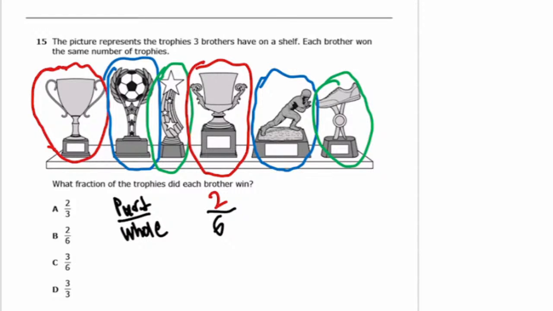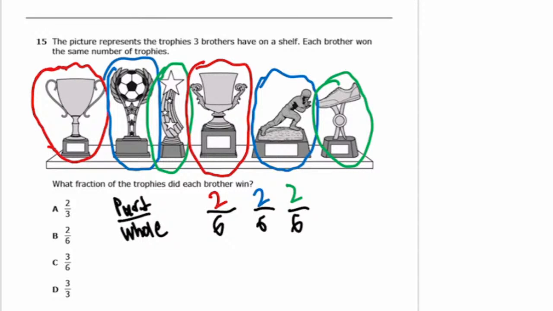Now, we don't have to since we know they're all equal. But let's say we did do the same for the 2 other brothers. For brother 2, he also got 2 trophies. So 2 parts over 6. Brother 3, he also got 2 trophies. 1 and 2. So that would also be 2 over 6. So what we're getting here is that no matter what, we are getting 2 over 6.